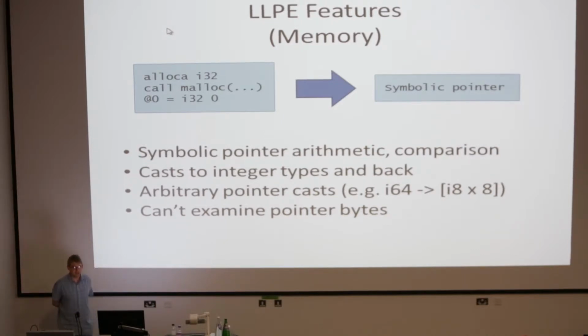So those are pointers to objects which we know or expect to exist at runtime, but we don't actually know the values of the pointers. So we're not actually executing the allocator. We don't know the actual memory layout at this point, but we do know that they're symbolic objects. It's fine within specialization to cast those symbolic pointers to integer types and back, and you can do pointer arithmetic and comparison on them.